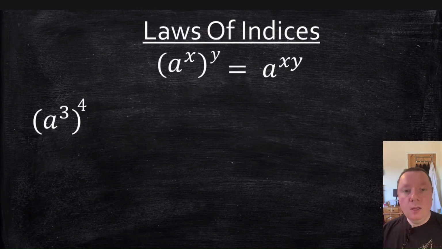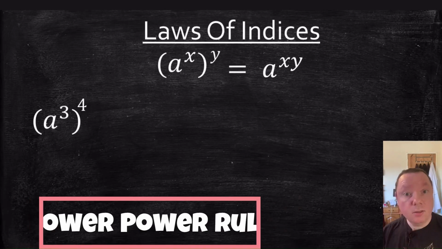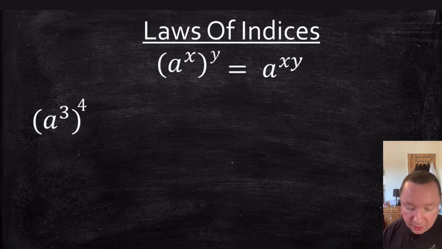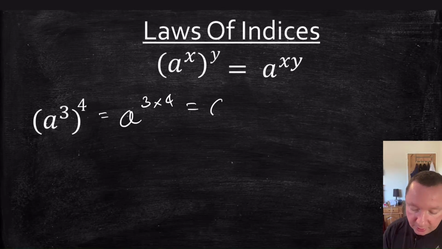Nice and simple. Next law of indices, in National 5 2022 exam: a to the power of x, to the power of y. So that is just a to the power of x times y. You can just times the indices together as long as that base is the same, that a. So let's take the example of a cubed to the power of 4.